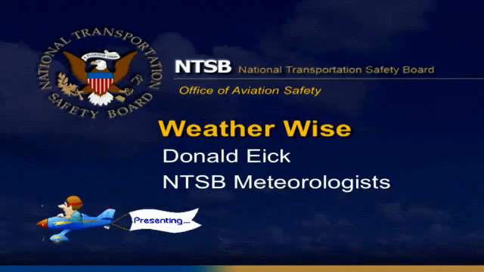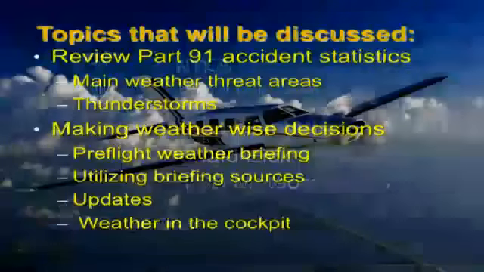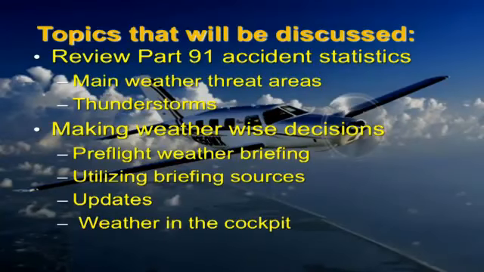What we're going to be looking at this morning is a review of Part 91 accidents to kind of give you an idea where our problems are, our main weather threat areas. I'm going to look at thunderstorms, its hazards to kind of review some of that. Making weather-wise decisions, pre-flight weather briefings, utilizing briefing sources more effectively, getting a good update, and weather in the cockpit.